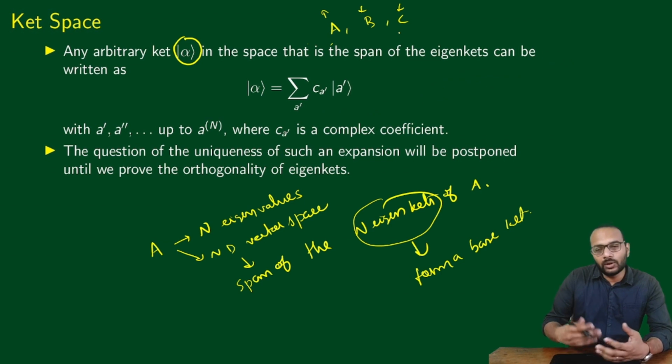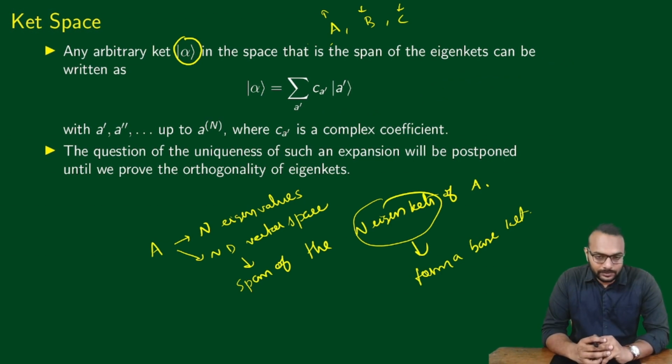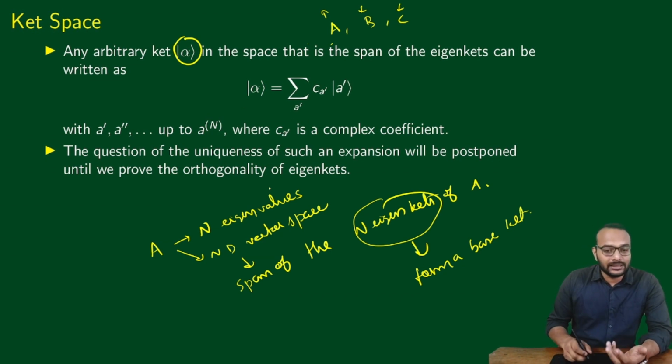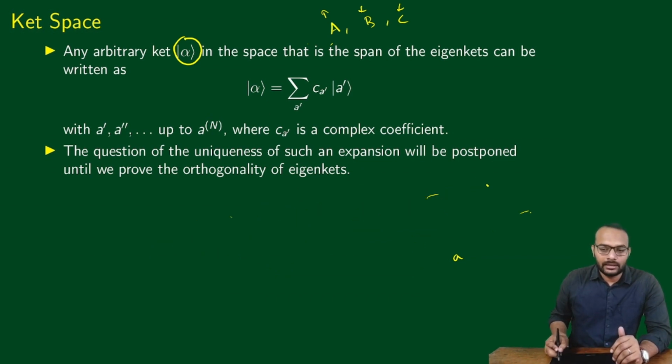And all our predictions and all of quantum mechanics depend crucially on such expressions. So we'll look into these things in quite some detail. Now, the question of the uniqueness of such an expansion will be postponed until we prove the orthogonality of eigenkets. Okay. All right.